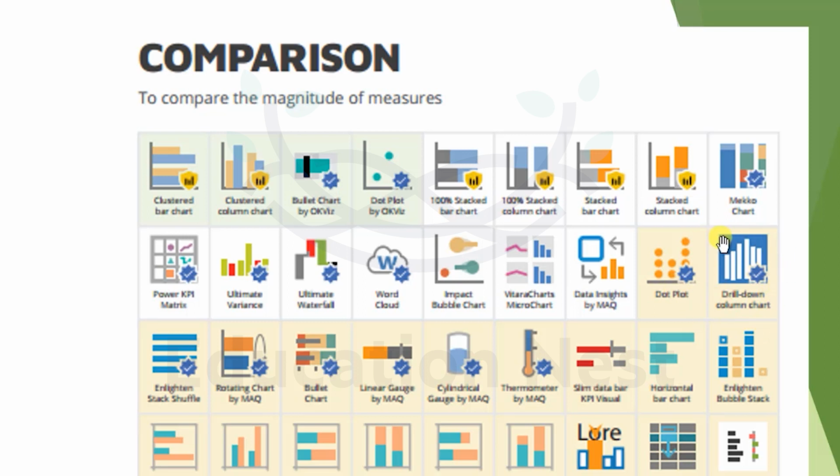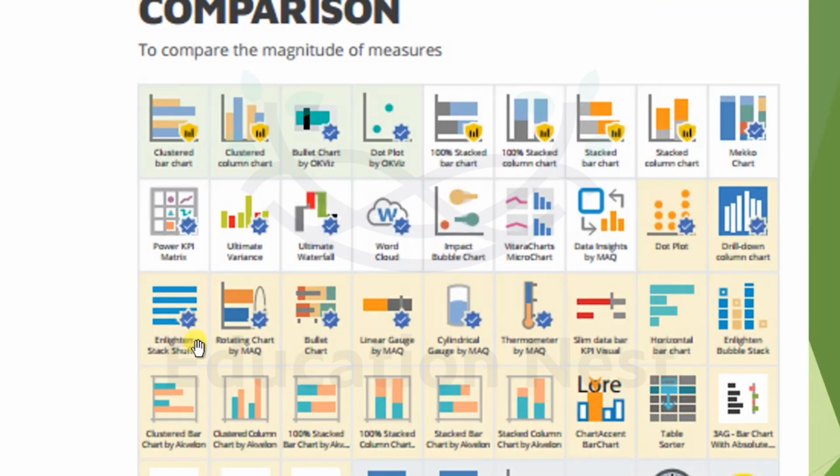A drill down column chart helps if there are categories, subcategories and more subcategories for every product. If there is a sale of 100, it can help you identify the quantity of product A, product B, product C amongst these 100 values. Then there are enlightening stack shuffle, rotating chart by MAQ, bullet chart, linear gauge, and cylindrical gauge, which are more towards target versus achievement. A thermometer by MAQ also has a target and an achievement setup.